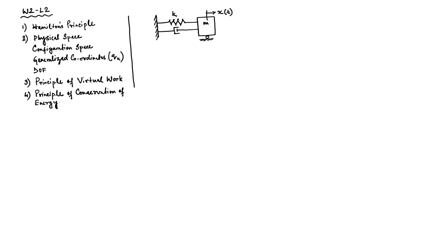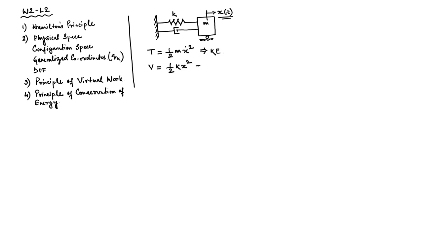So, for this system, what will be the kinetic energy? We can easily write it is half times mass of the system, that is small m, and then it deforms by amount of x(t). So, the velocity in this case is x dot, so half m x dot square. So, that is the kinetic energy. Now, the moment it will try to deform, obviously this spring will experience some extension or compression depending upon the nature of this x(t). So, the potential energy in this case is half k x square, right?